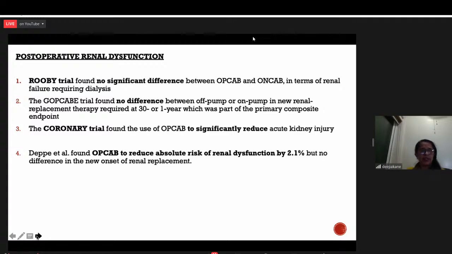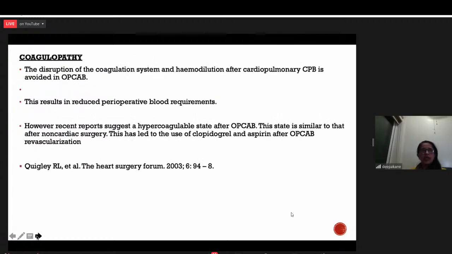Some trials, like the Ruby trial and the Gomkev trial, showed no difference whether it's off-pump or on-pump, whereas in the coronary trial, off-pump showed a significant reduction in renal dysfunction, with an absolute risk reduction of 2%, but there is no difference in the new onset of renal dysfunction. What about coagulopathy?